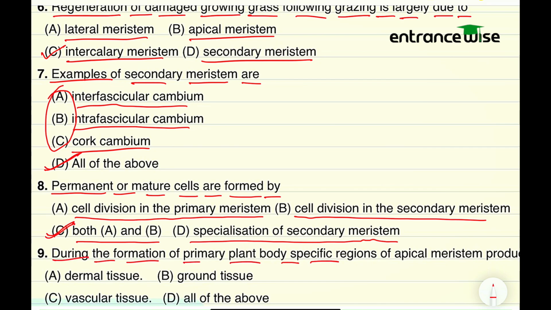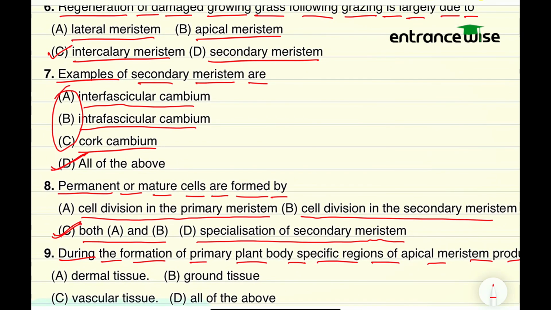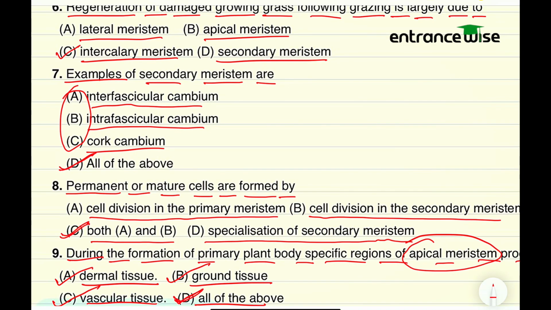So the question number 9, during the formation of primary plant body, specific regions of apical meristem produce what? Dermal tissues, ground tissues, vascular tissues, all of this. It will be all of the above, option number D. Why? Because I told you before to remember an important point at the end of the discussion, that during the formation of primary plant body, specific regions of apical meristem produce all of these three: dermal tissue, ground tissue, and vascular tissue.